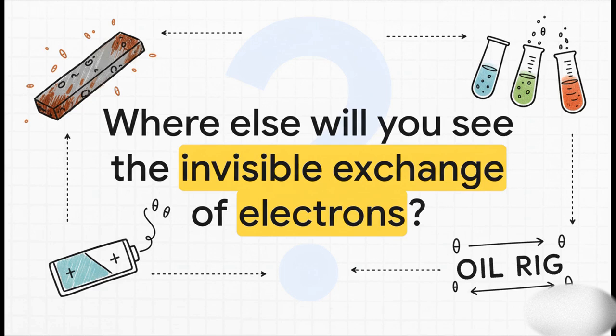So there you have it. From a rusty fence and your phone's battery to these wild color changes in a lab, redox is this invisible engine running so much of our world. It all comes down to that simple transfer of electrons. The real question is, now that you know the secret, now that you can spot this invisible exchange, where are you going to see it happening next?